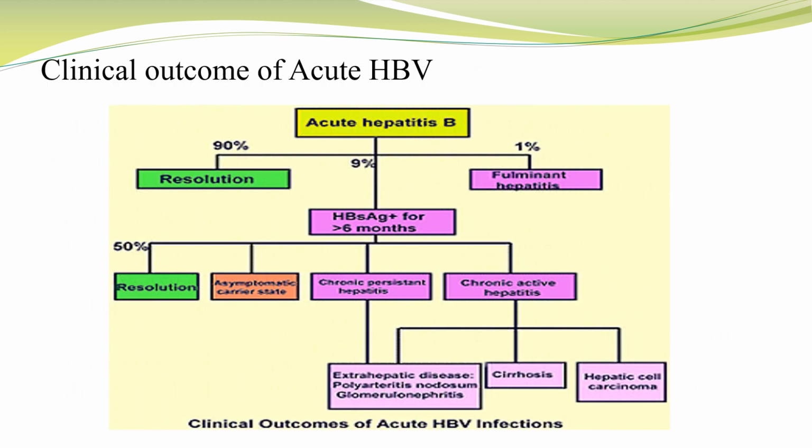Here we have the progression of acute hepatitis B, that 90% is going to be completely cured, and 1% sometimes is going to be fulminant hepatitis and fatal hepatitis. But 9% of acute hepatitis B could be HBs antigen positive for more than 6 months. That sometimes more than 50% actually resolve, and sometimes asymptomatic, sometimes carrier, and sometimes active chronic hepatitis. That a couple of them end up to cirrhosis.